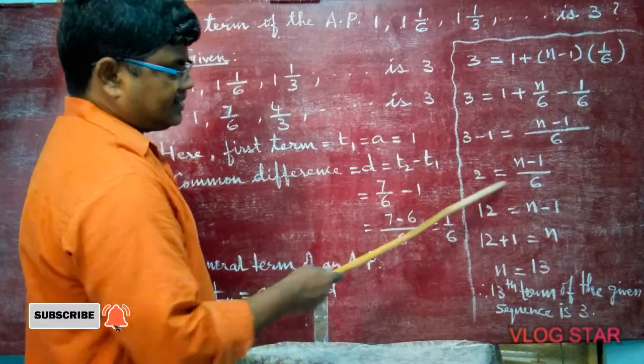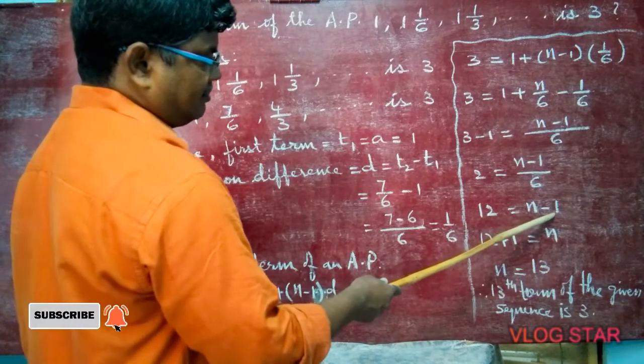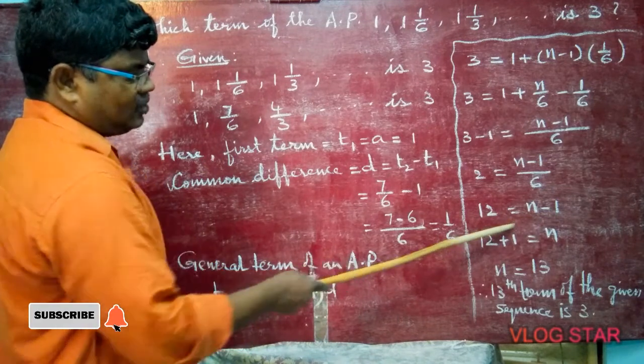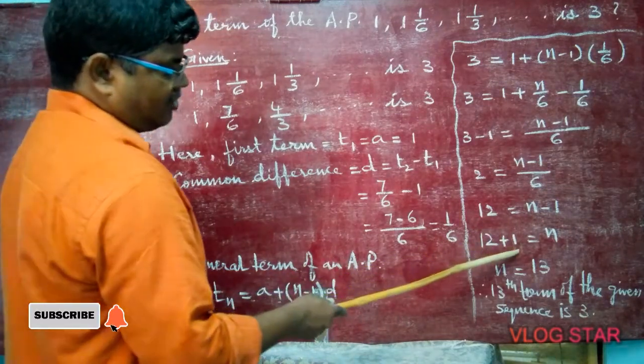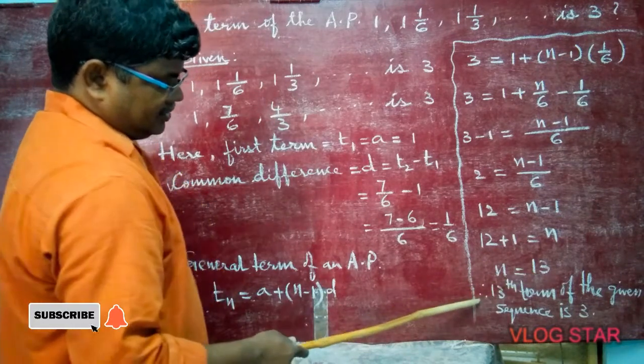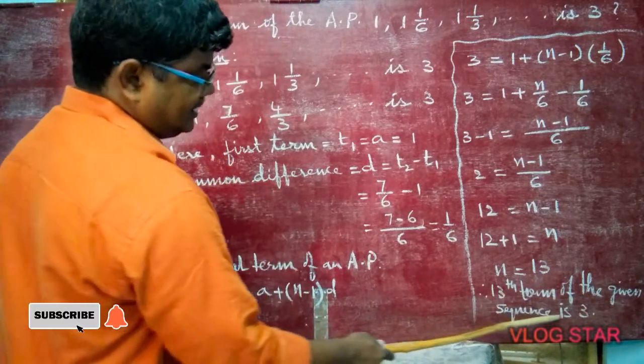Do cross multiplication. 2 sixes are 12. 12 is equal to n minus 1. Bring minus from right side to left side. 12 plus 1 is equal to n. Therefore, n is how much did you get? 13. Therefore, the 13th term of the given sequence is 3.